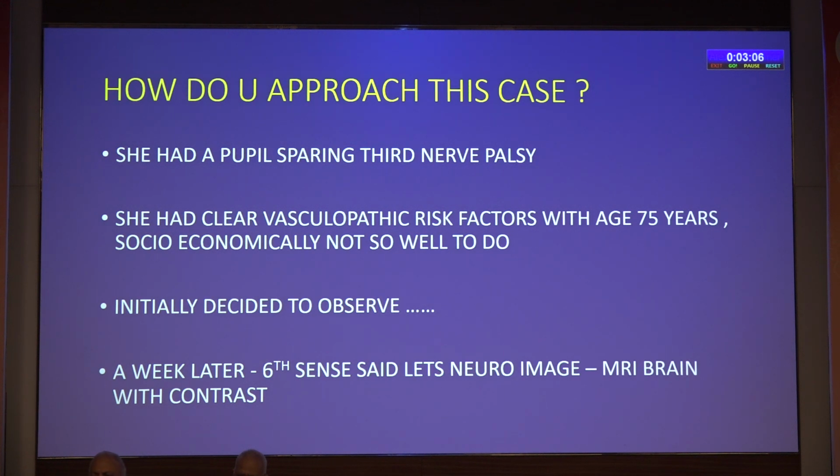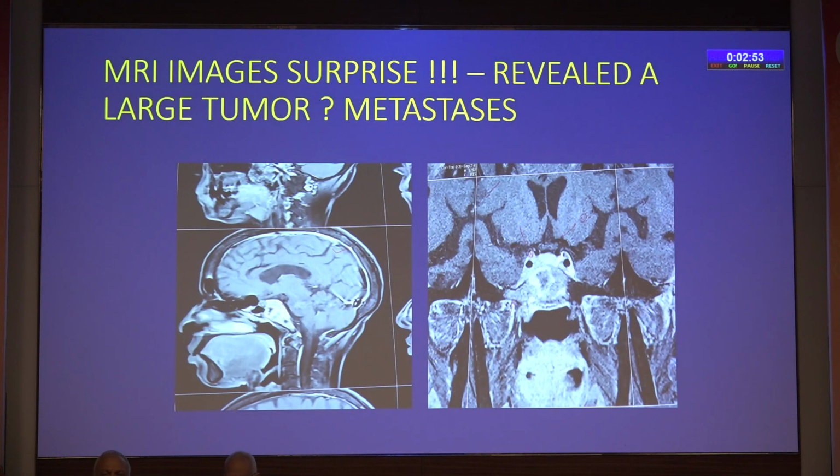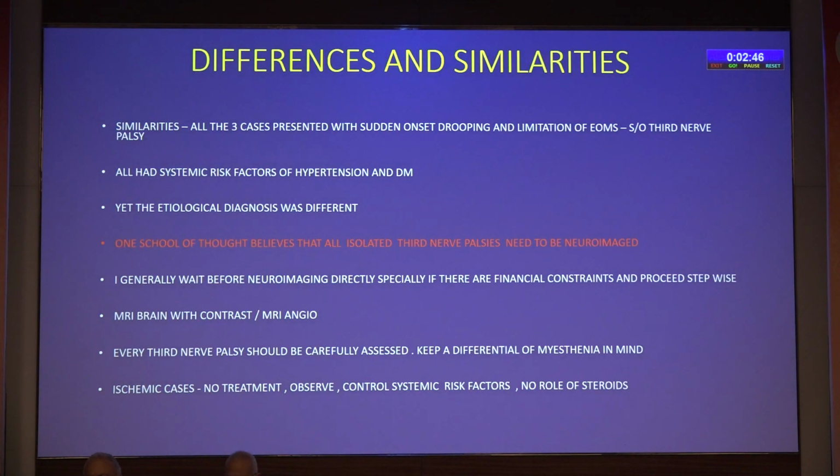She had clear vasculopathic risk factors. She was economically not so well to do, so initially I decided to observe. But a week later, like that sixth sense said, let's just neuroimage. And on doing an MRI brain with a contrast, we found that she had a large tumor and was suspected to have a METS.